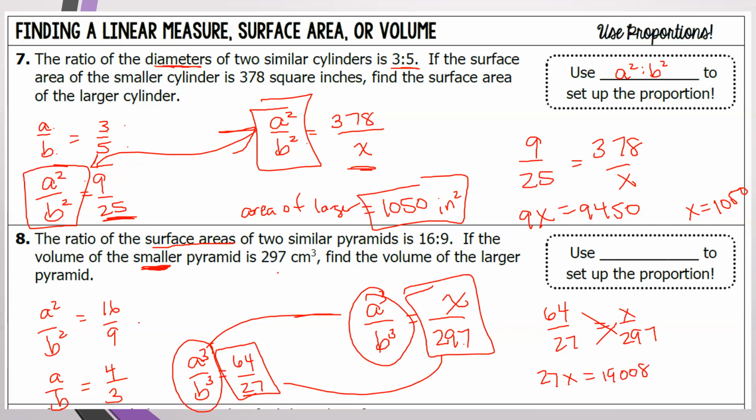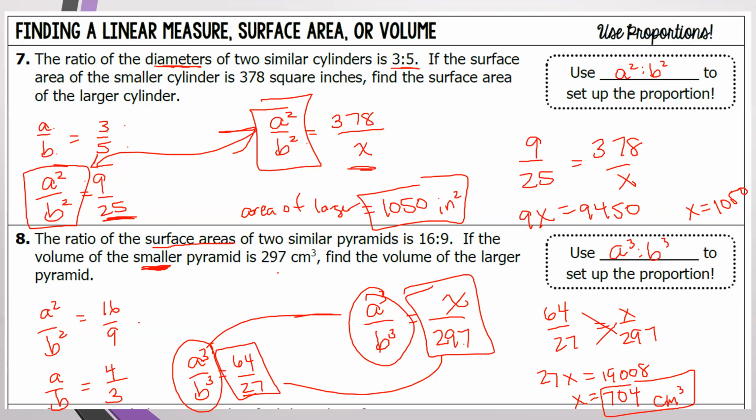19,008. Divide both sides by 27, 704. So that X represents the volume of our larger pyramid. It's a volume, so your units are going to be units cubed. So for this one, we needed to use A cubed to B cubed to set up that proportion. Okay, so our answer is 704.